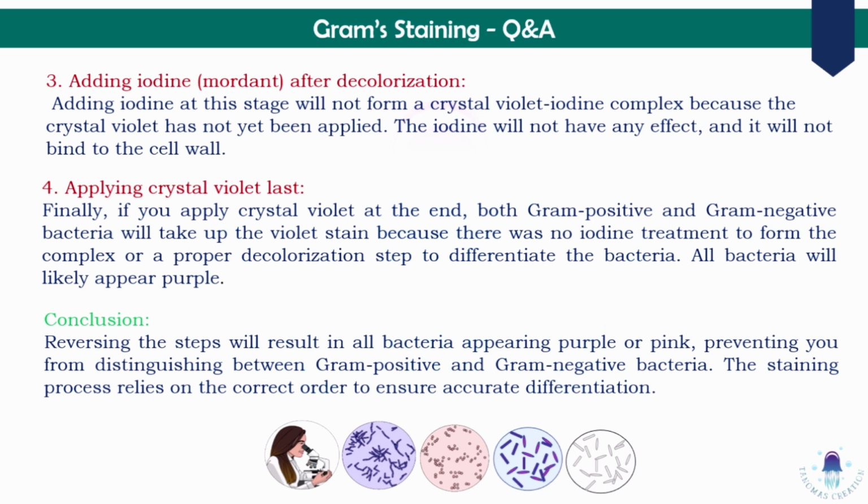Conclusion: Reversing the steps will result in all bacteria appearing purple or pink, preventing you from distinguishing between gram-positive and gram-negative bacteria. The staining process relies on the correct order to ensure accurate differentiation.